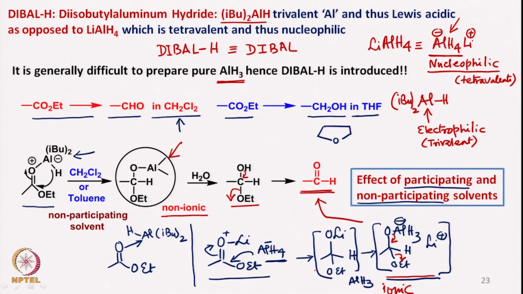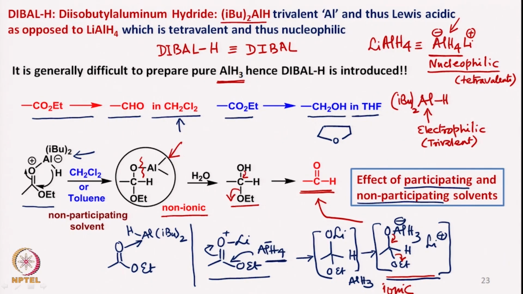But in the case of DIBAL-H, the reaction is quenched while the tetrahedral intermediate of this type, which is a non-ionic intermediate, remains as it is, and when the water is added, the cleavage of this takes place, and then that leads to hemiacetal, and then when it cleaves it forms the aldehyde, but by that time the diisobutyl aluminum hydride is also not present in the reaction.